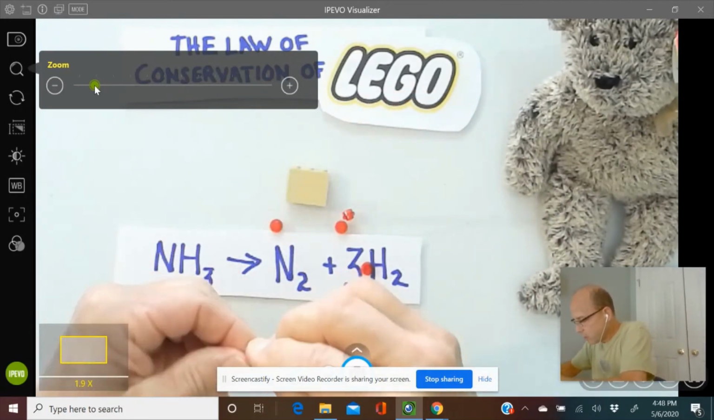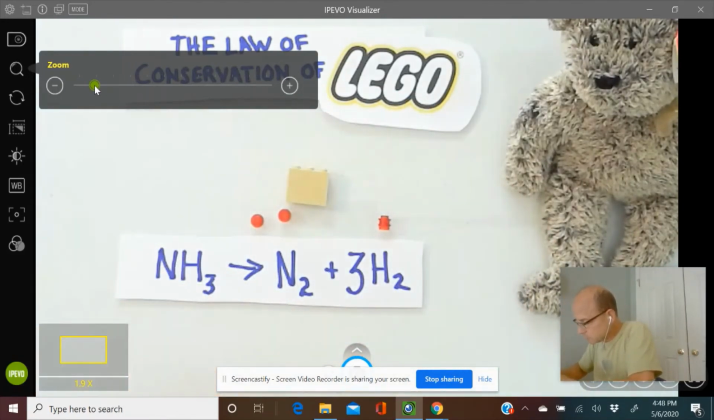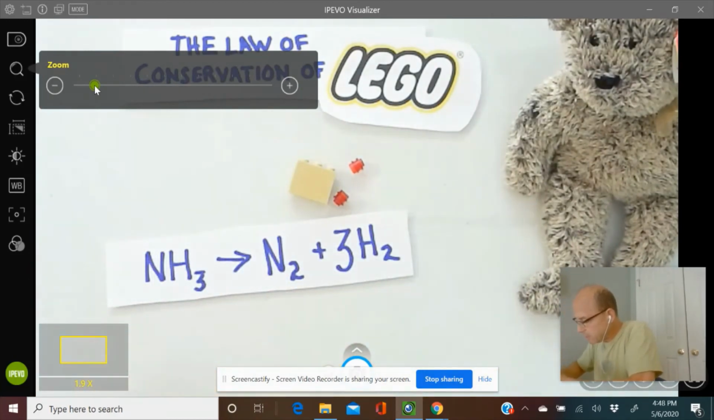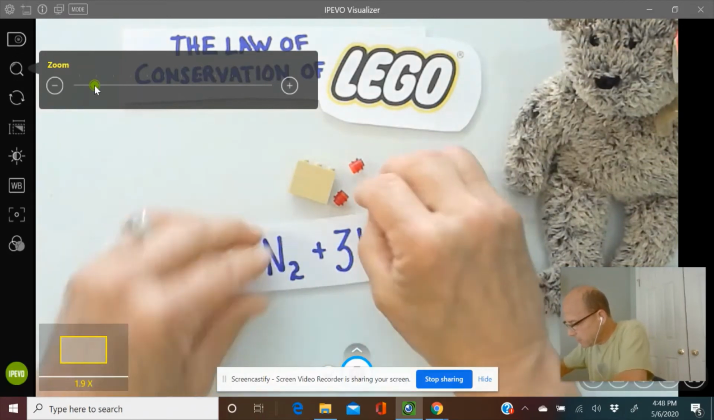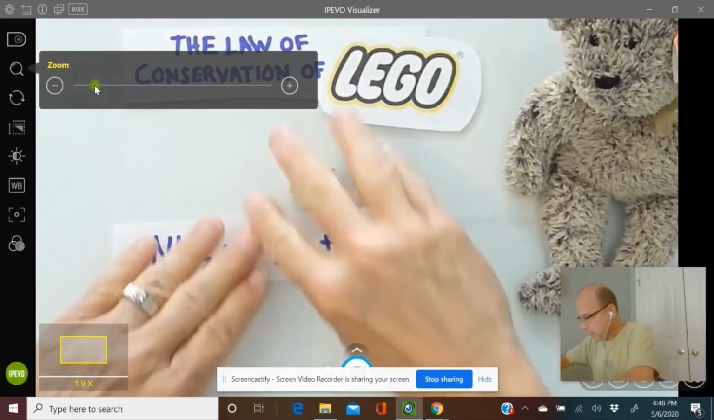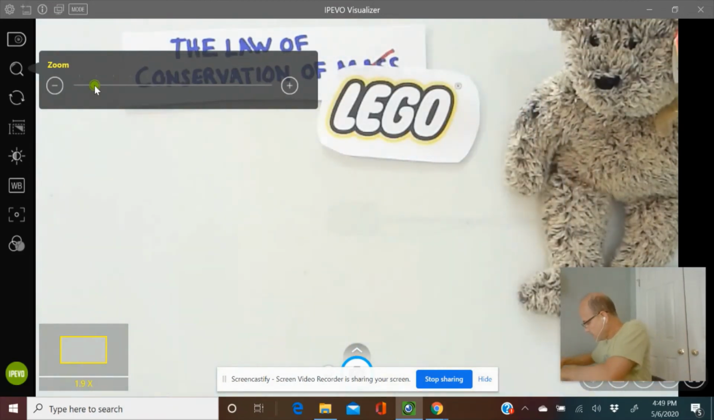You're going to make me work hard here. 3 diatomic hydrogen gas molecules. Okay, so here we go. We have conserved all our Legos, and that's what we get. Okay, and one last time.